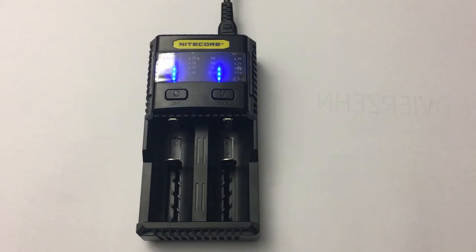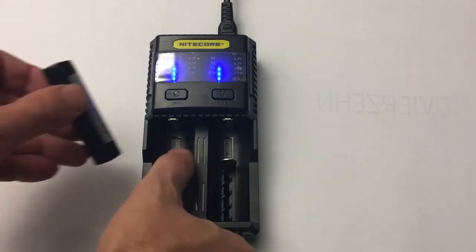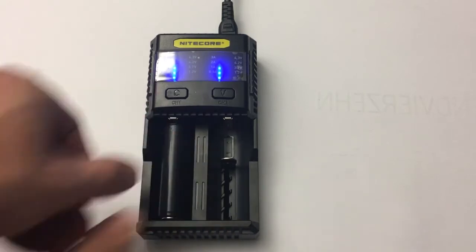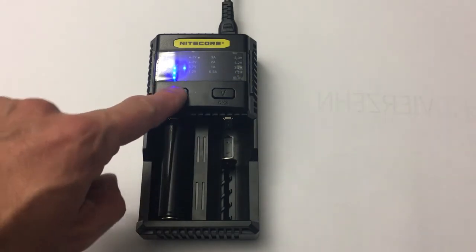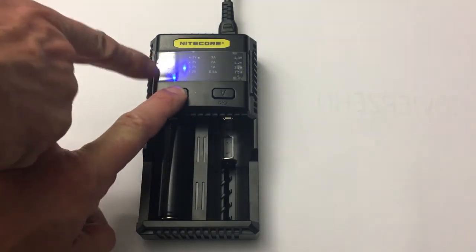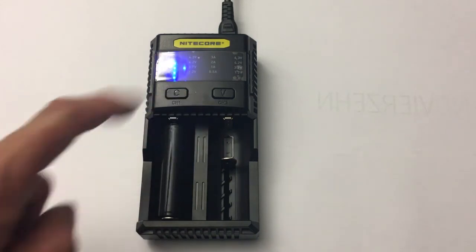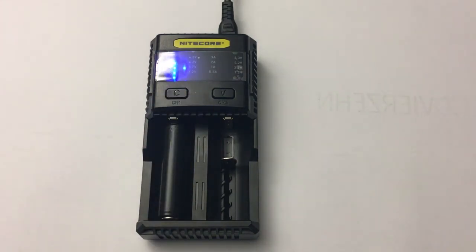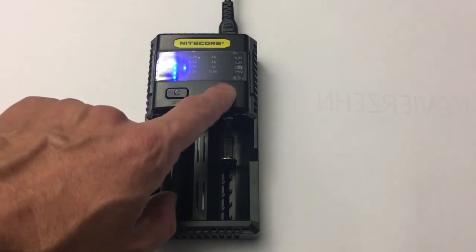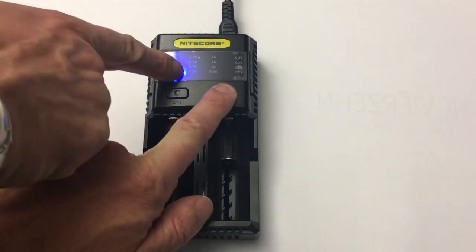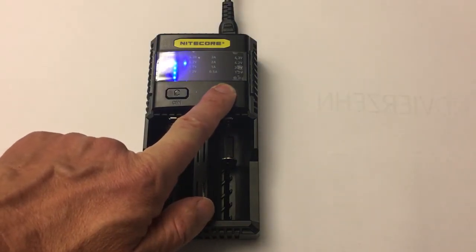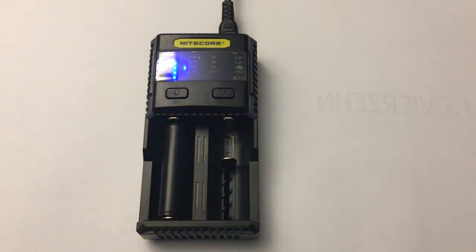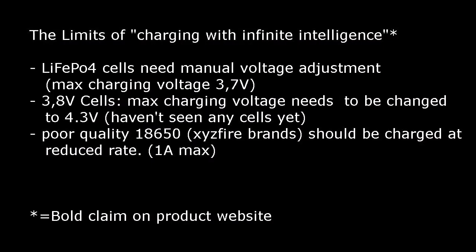Now we do have a 3 amp charger, and of course with a 3 amp charger we want to charge at 3 amps, so we select the slot and keep pressing the C for current button until it switches to 3 amps, and now we're charging at 3 amps. You only have to change the voltage on some rather uncommon battery types, like 3.8 volt lithium ion batteries, where you need to set it to 4.3 volts, and lithium iron phosphate batteries, where you have to set the termination voltage to 3.7 volts.